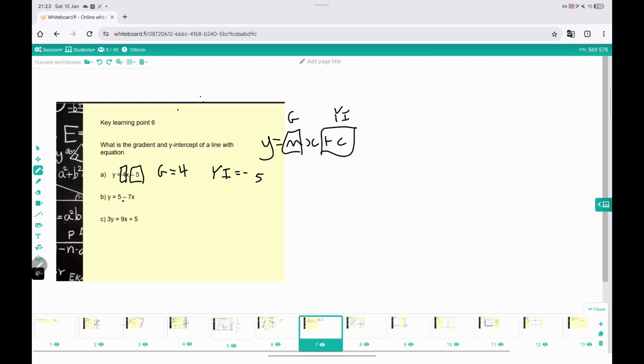Okay, right, this one's obviously done to trick you. The gradient this time is minus 7, because it's the number with the x, and the y-intercept is 5.